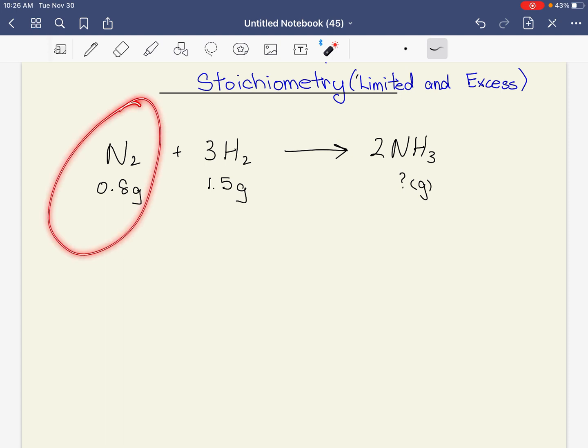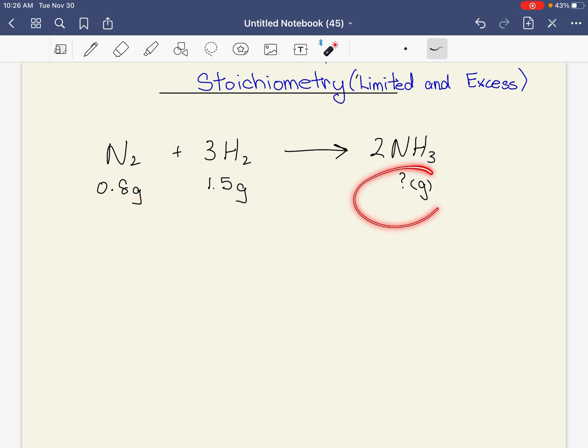But yeah, I give you 0.8 of this, 1.5 grams of this. I want to know how much of this am I going to get. And don't tell me this is going to be 2.3. You're not going to add these two together and get this, are you? No, you need to find out which one is limited and which one is excess. So let's do just that.